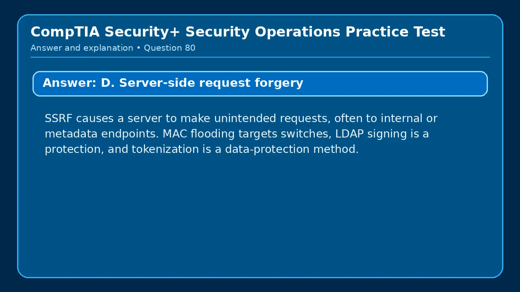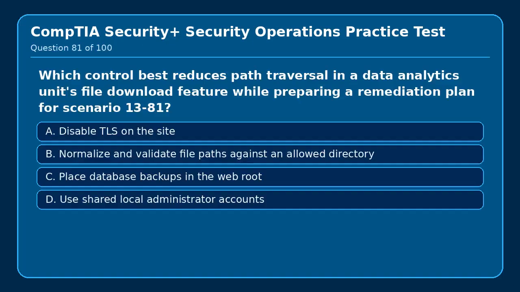Question 83. A public site for a call center is overwhelmed by traffic from thousands of sources. Which mitigation is strongest during a pilot deployment for scenario 13-83? A. Use DDoS scrubbing or CDN-based protection. B. Move all backups to the web server. C. Publish database credentials for transparency. D. Disable MFA for administrators. Take a moment to choose your answer.